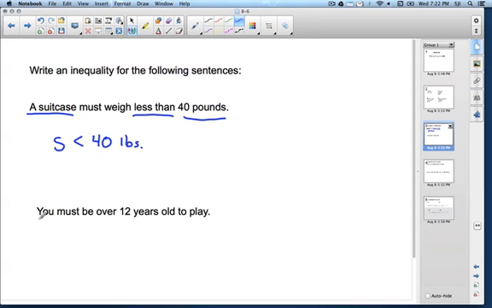Here's our next example. You must be over 12 years to play. We have you, over, and 12 years. Those are our important words, and I've underlined them. So the first thing that we have here is you. We don't know who you is or how old you is, so we're going to represent that as a variable. And I'm going to write y for you. The next word is over.